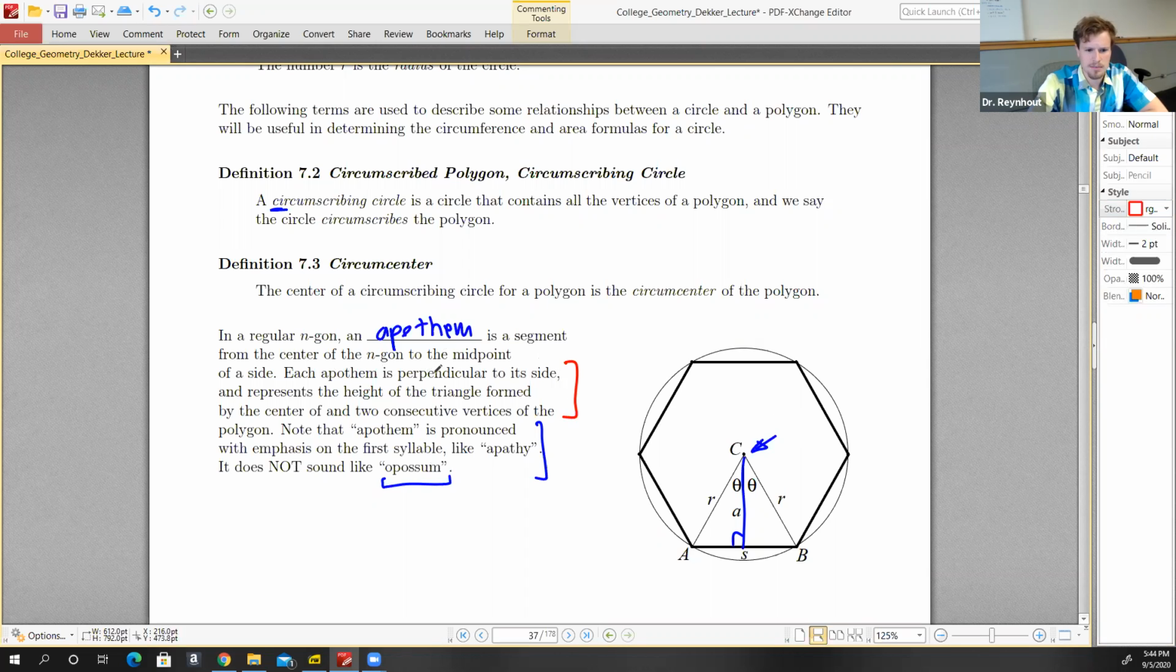Each apothem is perpendicular to its side. Okay, so if we find a line that is a perpendicular bisector to each side of a polygon, the single point where they all intersect would give us the circumcenter of the polygon. So that tells us how to find the circumcenter by finding perpendicular bisectors.